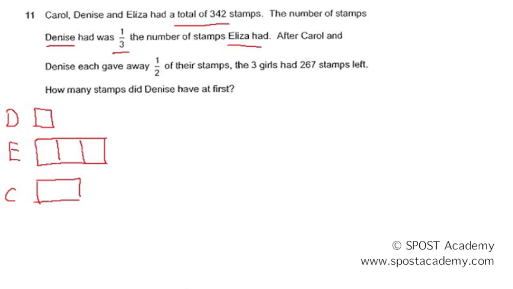But they said that Denise and Carol each gave away half of their stamps. So in this case, I can cut Denise's model into half, which is given away, and half of Carol that's given away. Now, we are not sure how big Carol's model is, but we will just cut it into half. And it's not equivalent to any units of Denise or Eliza. But if I cut Denise into half, I can also cut Eliza's model into half.